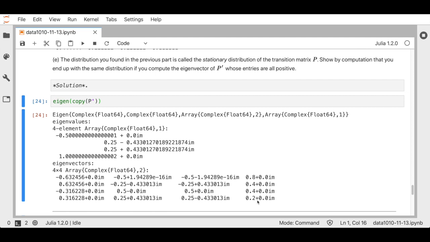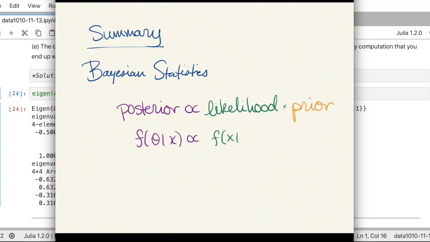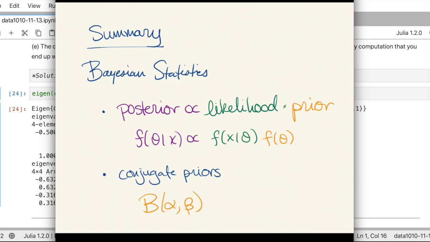So in summary, Bayesian statistics treats model parameters as random variables with a prior distribution that are updated to get posterior distributions by multiplying by the likelihood. Conjugate priors are prior distributions with the property that they update under multiplication by likelihood to give other distributions which are still in the same family. And this is convenient because it makes updates very easy.